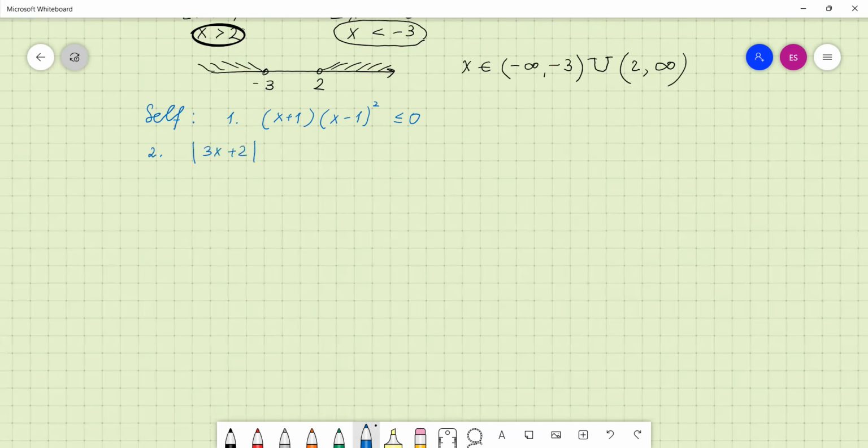3x plus 2 less or equal than 2, inequality with absolute value. Problem number 3, 2 minus 3x greater or equal than 2, also inequality with absolute value. And number 4, a slightly different inequality, which I did not explain, but you can try to guess how to solve it. I'm going to put a little star over here, maybe a little bit challenging.